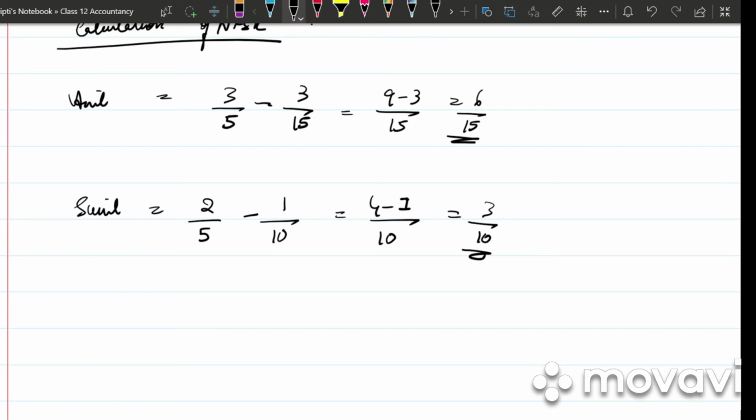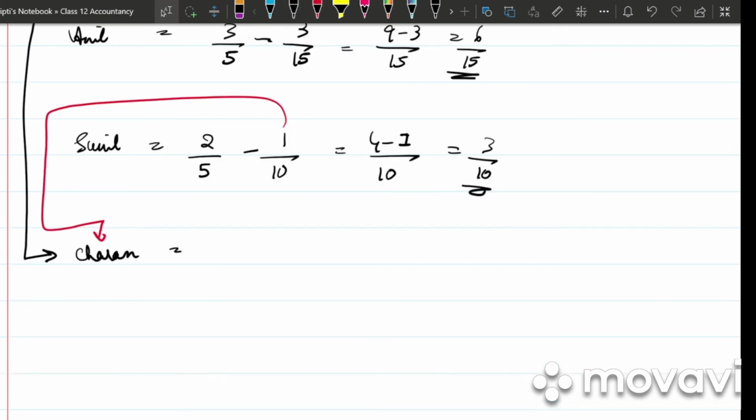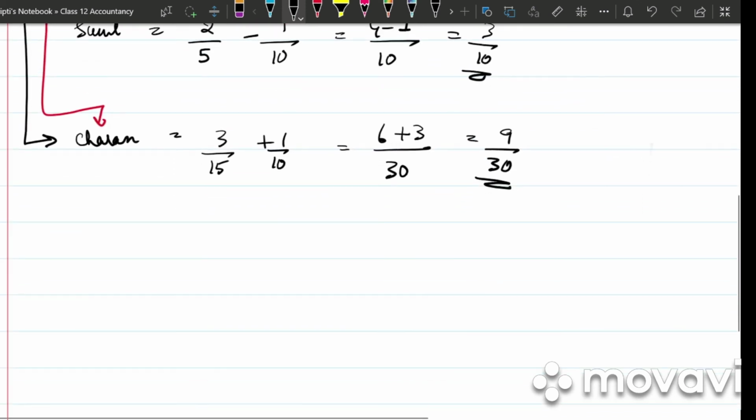Now they have not mentioned anything about Charan. Anil has given this 3/15 to Charan and Sunil has given this 1/10 to Charan. So what will be the total share of Charan? 3/15 plus 1/10. What is the LCM? It is 30. 6 plus 3, that is 9 divided by 30.